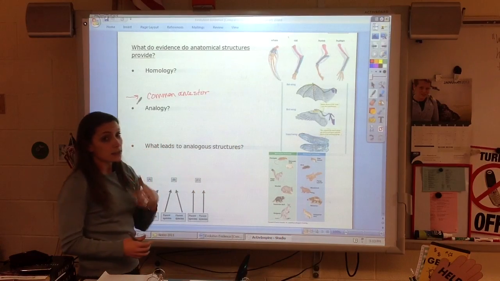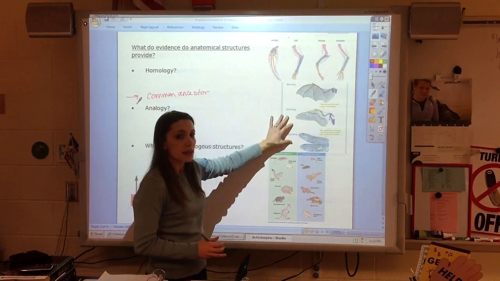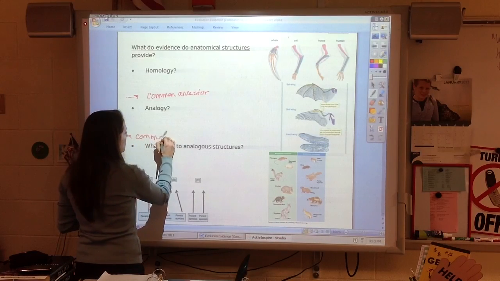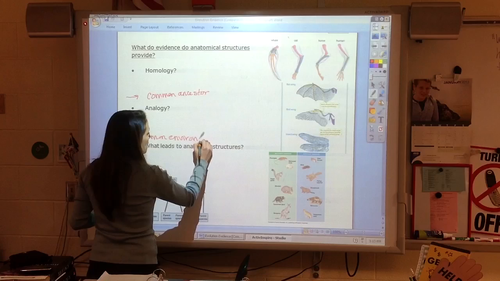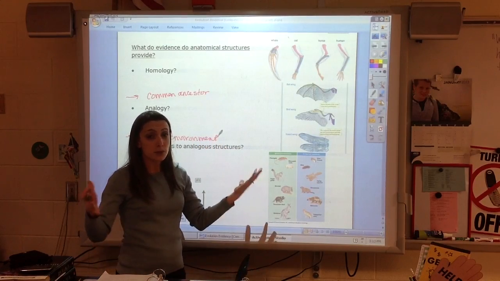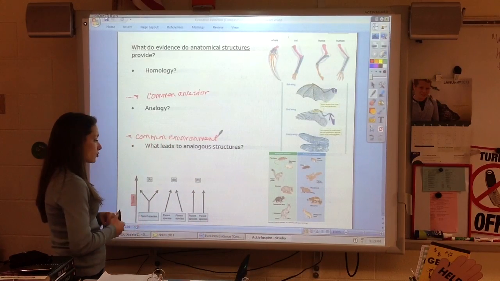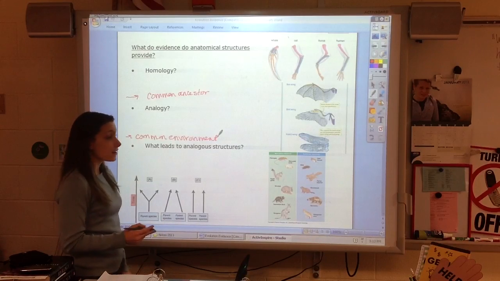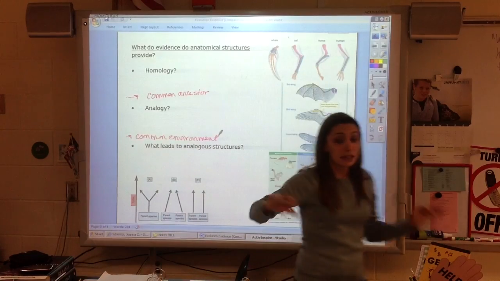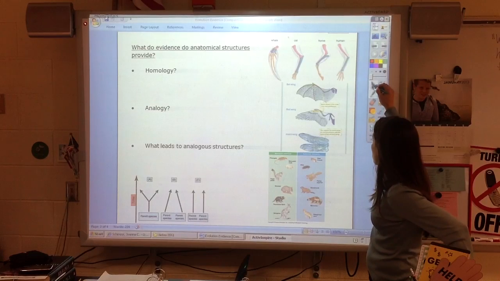When we look at analogous or analogy relationships, we don't see the structure being the same. We see the function being the same, and this supports common environment, meaning some sort of pressure in that environment selected for multiple ways to do the same job. When we look at what leads to analogous structures, we do focus on this idea of convergent evolution, meaning different types of ancestors that experienced similar environmental pressures, and this led to similar patterns.